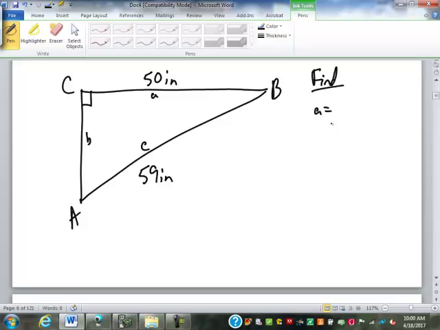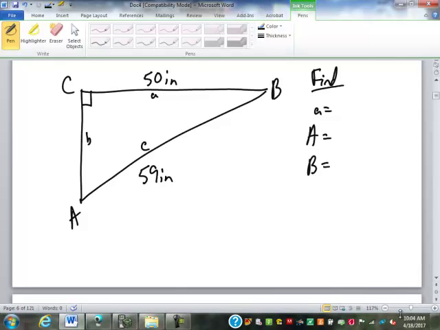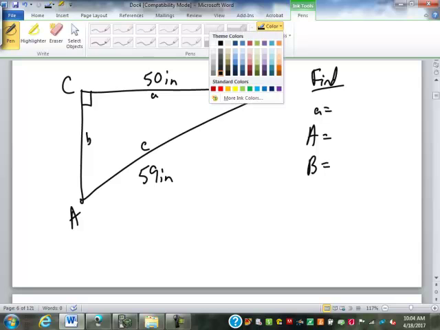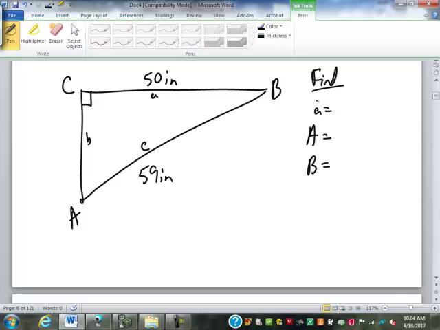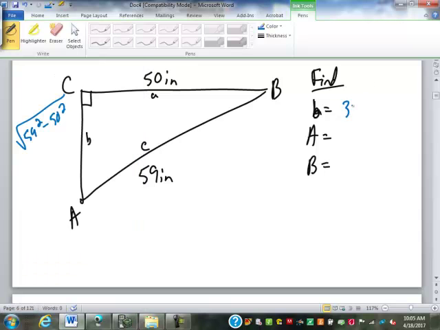Find little a, big B. Okay, so finding little b is actually going to be pretty simple. Or little a, I was going to say, this should have been little b, right? Finding little b would be simple here. That's just going to be the square root of 59 squared minus 50 squared. Otherwise known as 31.32.